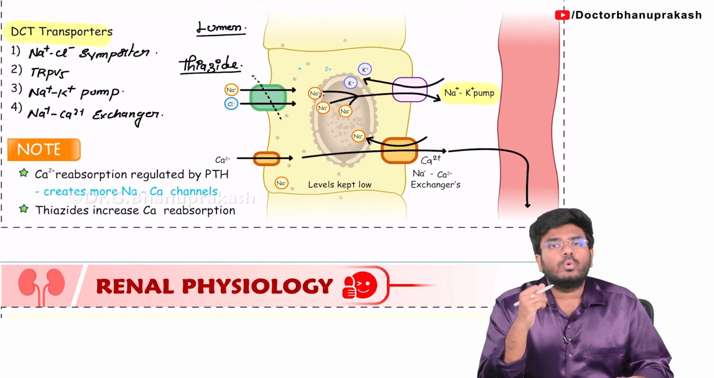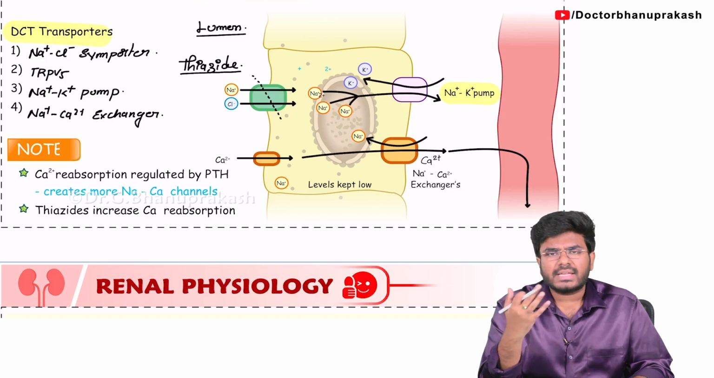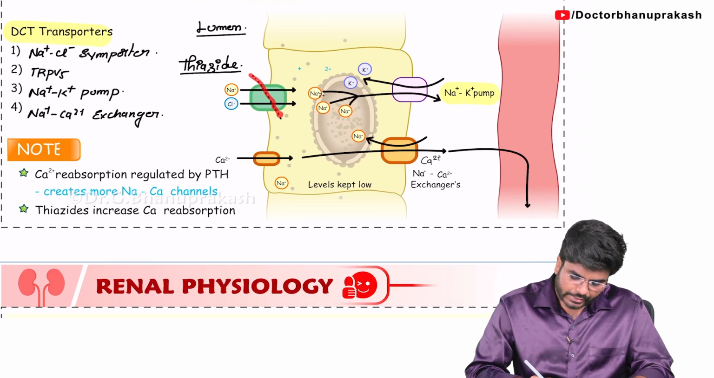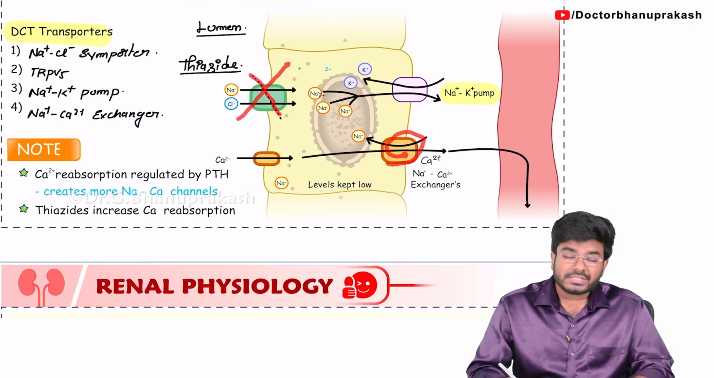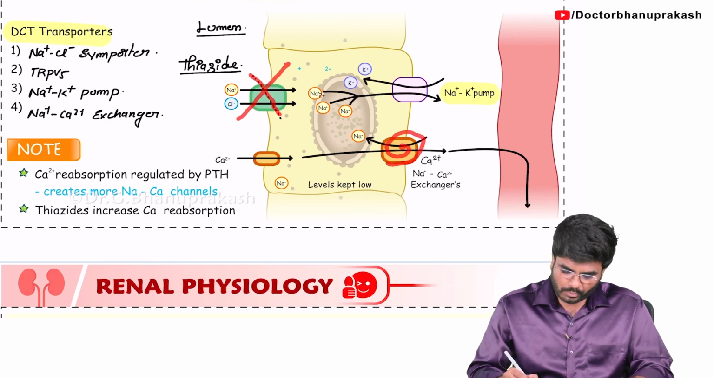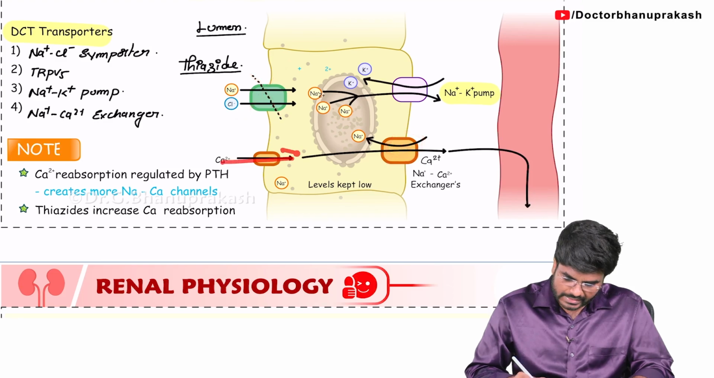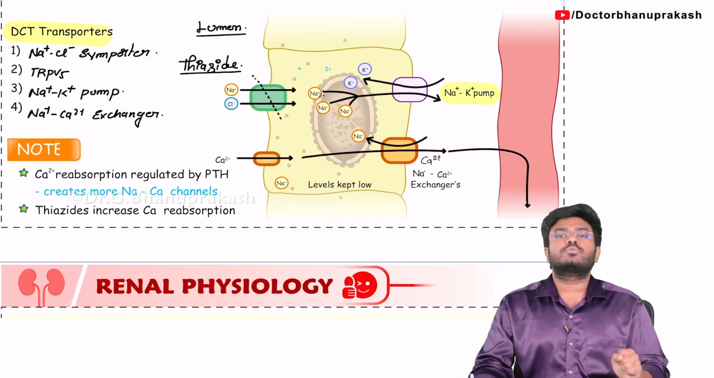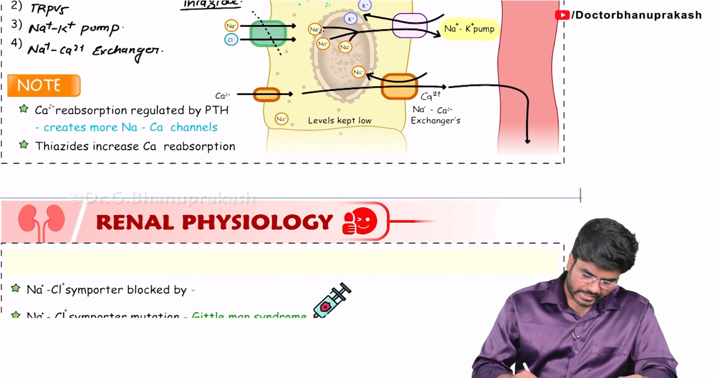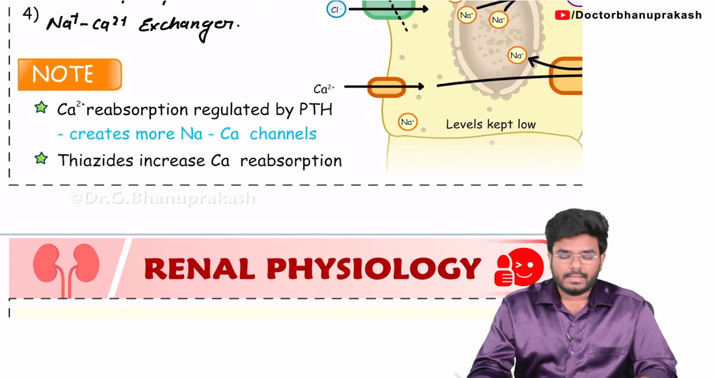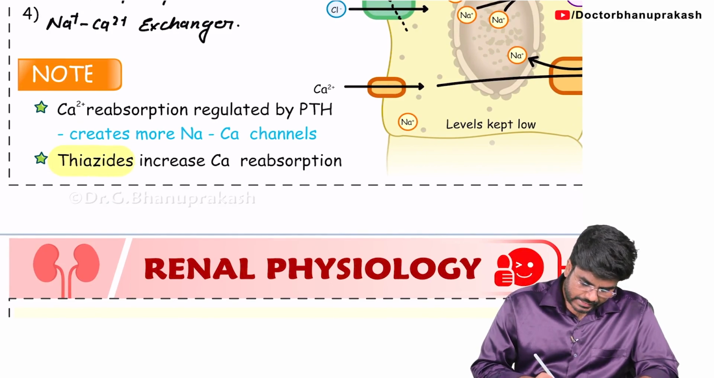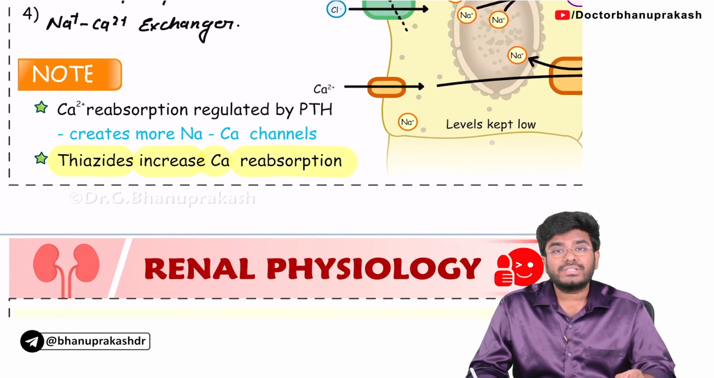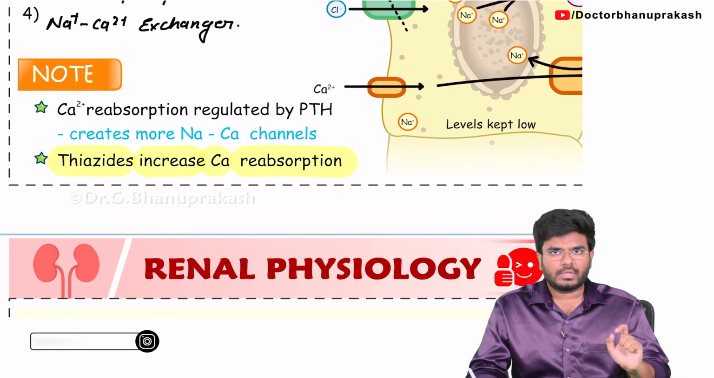Now tell me, loop diuretics I have explained to you. Loop diuretics lose calcium out of the body. Loop diuretics cause calcium loss and magnesium loss. But what about thiazide diuretics? If you use a thiazide diuretic, the sodium calcium exchangers will work more, so more calcium will be reabsorbed into the blood. So let's write all these points one by one. Thiazide diuretics increase calcium reabsorption, but loop diuretics cause calcium excretion out of the body.